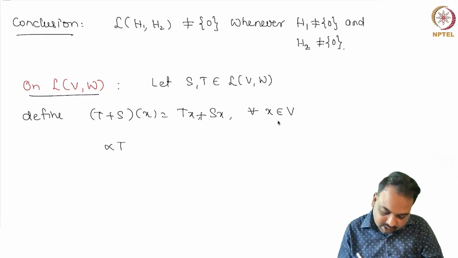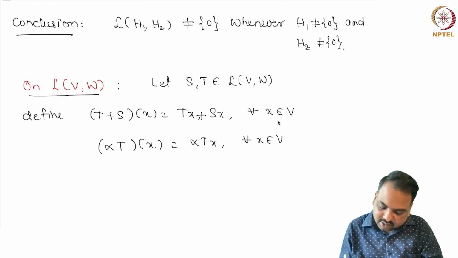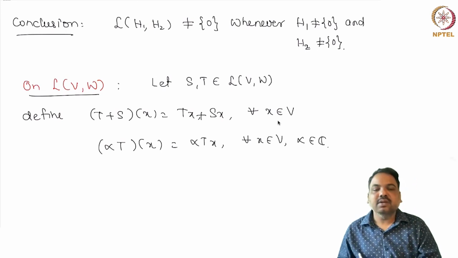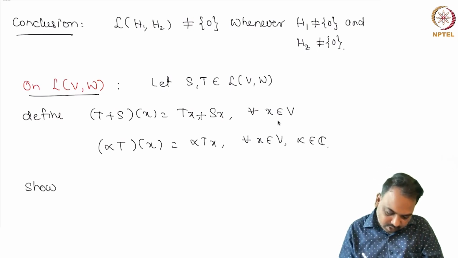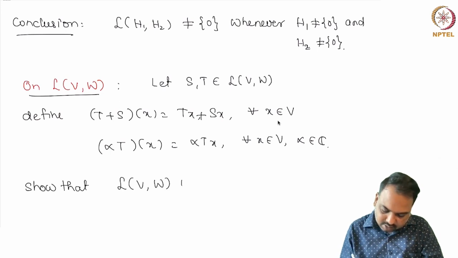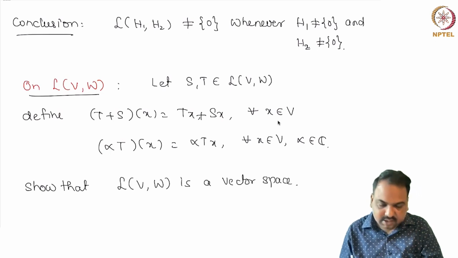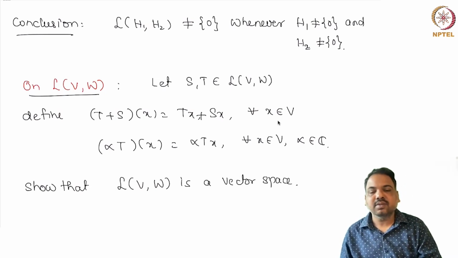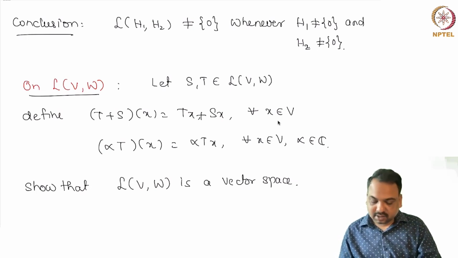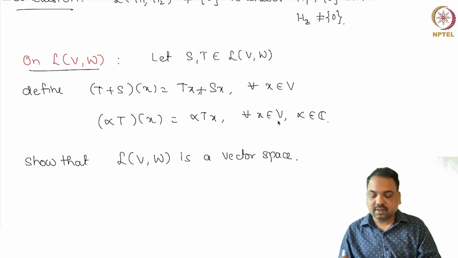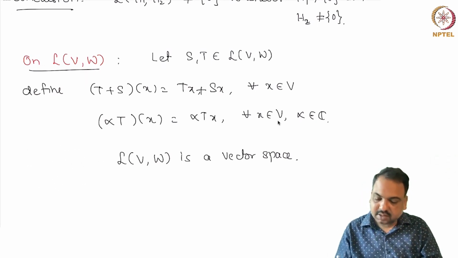Then (alpha T) at x is nothing but alpha times Tx for every x in V, and alpha is in C. With these two operations, we can check that this is a vector space. It is trivial actually. The sum of two linear transformations or linear maps is linear, and if you multiply a scalar with a linear transformation, that is again linear. So from that we can conclude that it is a vector space.